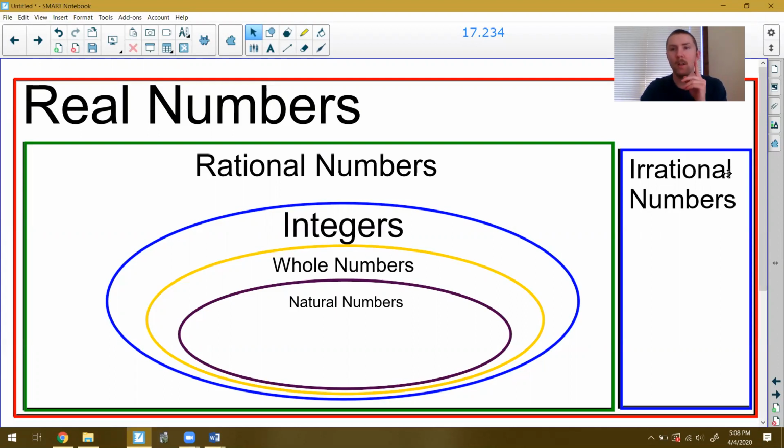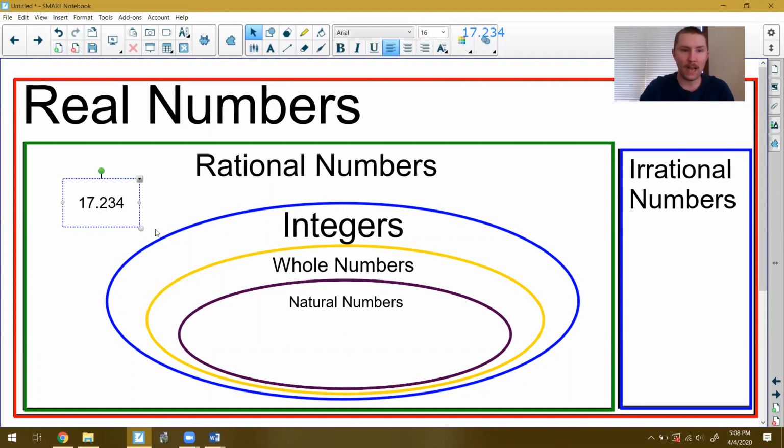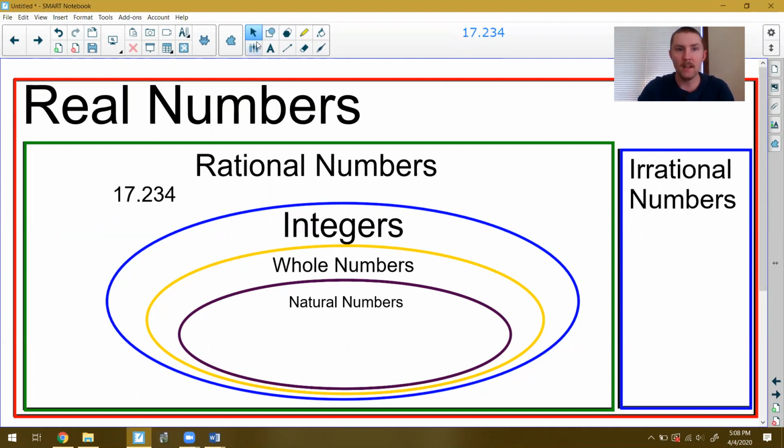Remember, rational numbers were ones we could write as fractions, and that included decimals that stop. And this one is a decimal that stops. So 17.234 would absolutely be a rational number. If I were asked where 17.234 goes, I would say that is a rational number.